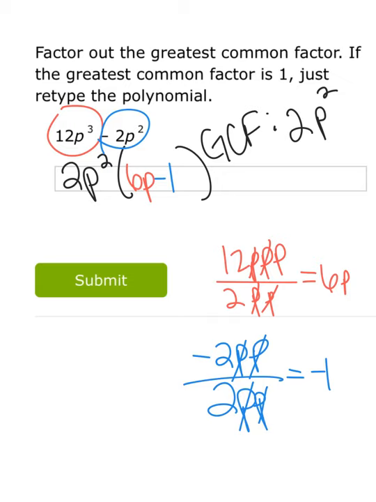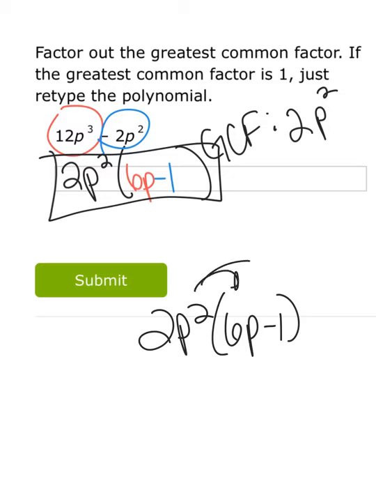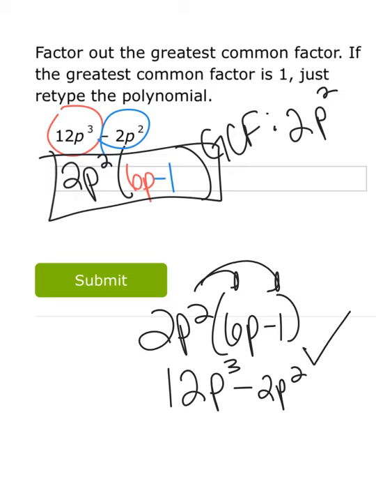Okay, let me go ahead and box that answer in, and then let's check it to make sure we did it correctly. I could go ahead and multiply this back out. 2p squared times 6p minus 1. 2p squared times 6p would give me 12p cubed, and then 2p squared times negative 1 would just be negative 2p squared. So you can see that we got exactly what we started with, so we know we did it correctly.